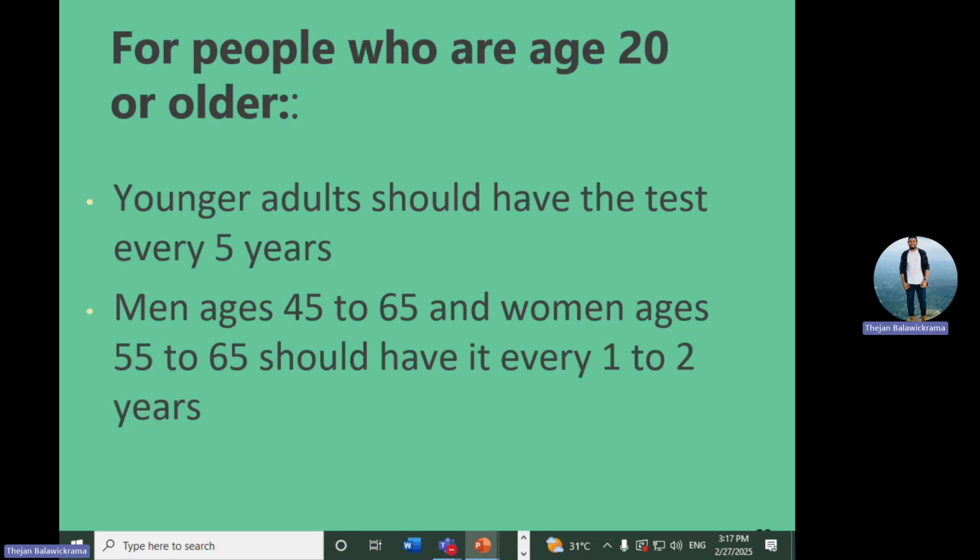Right. So age 20 or older, every 5 years. And if there is a family history, then earlier. Then ages 45 to 65, and 55 to 65, every 1 to 2 years.